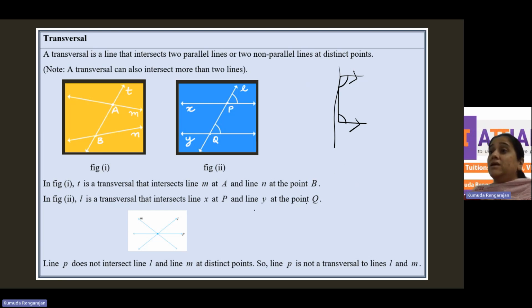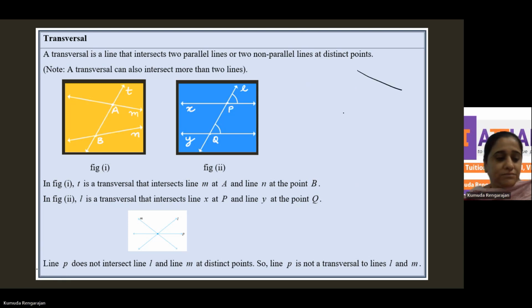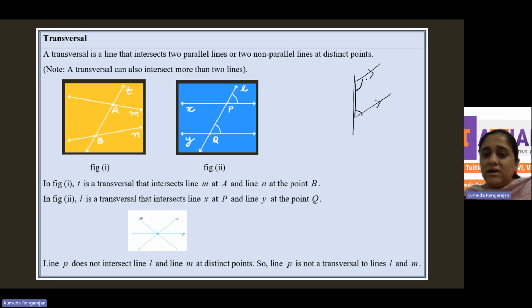For parallel lines, yes, it should be. It need not be perfect. It can be like this also. The lines must be parallel: this one should be parallel to this one, and this is a transversal. So these are allied angles. This is what you asked me, right? It can be like this also.